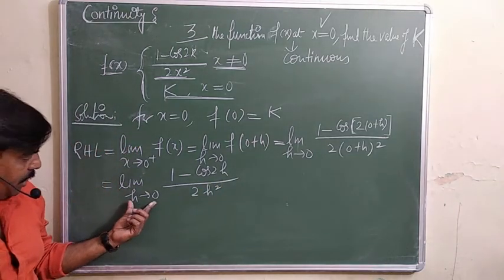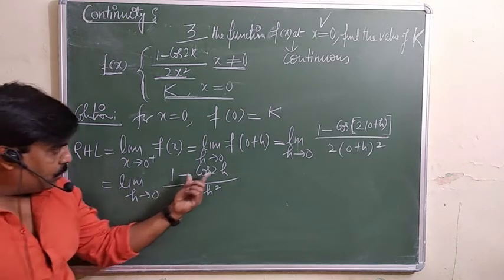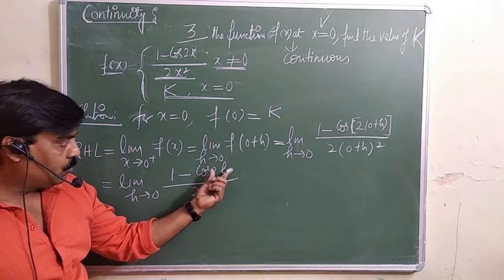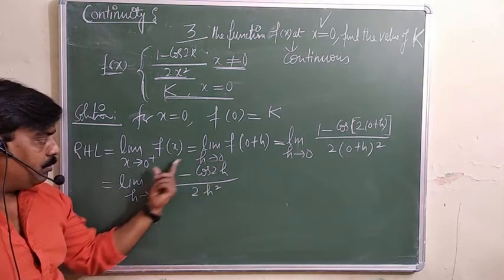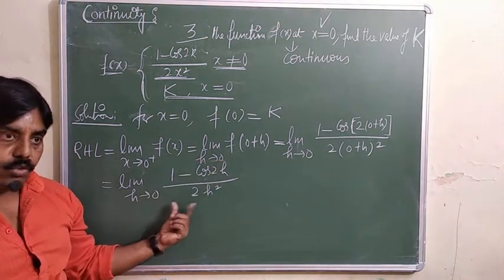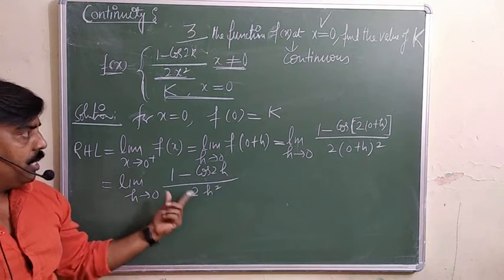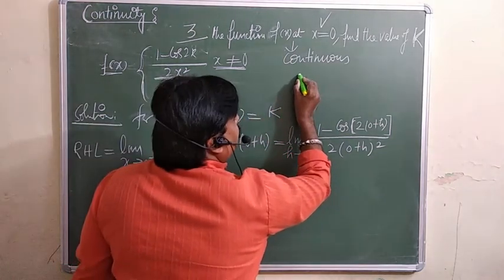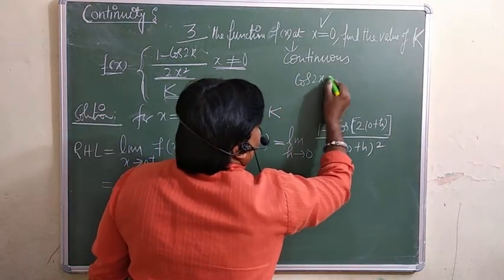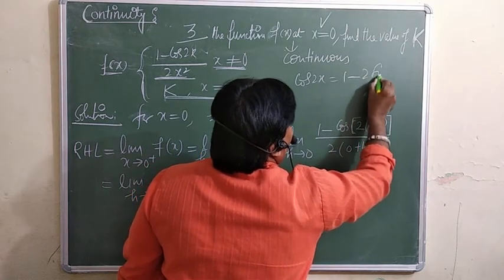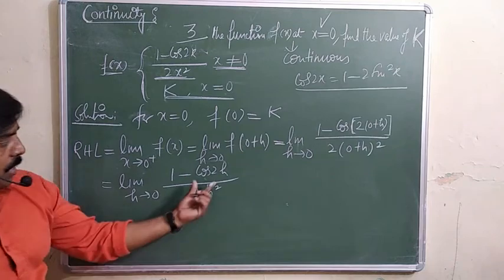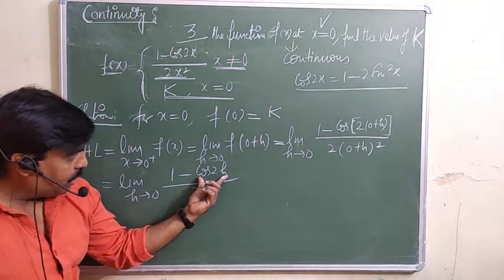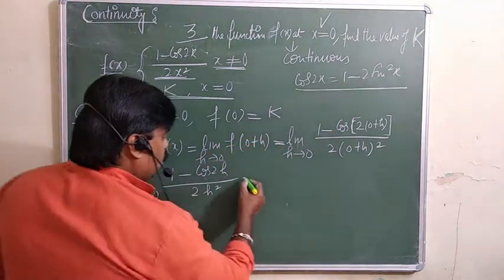In case you put h equal to 0, cos 0 is 1, so 1 minus 1 is 0, and the denominator is also 0. You will get the indeterminate form, so directly you cannot put the value, you have to reduce. We already know that cos 2x is equal to 1 minus 2 sin square x. This is the formula we know, so in place of cos 2h we can apply this.